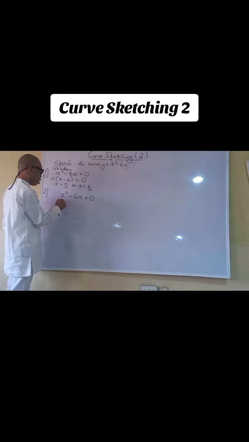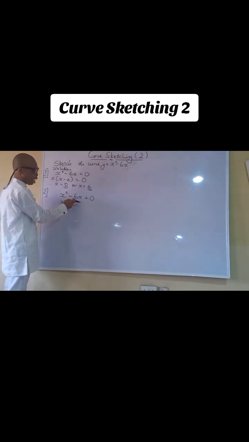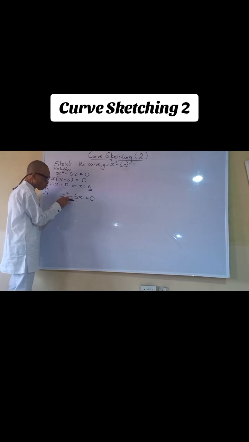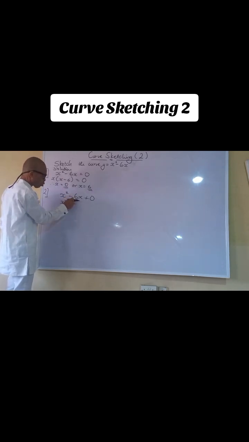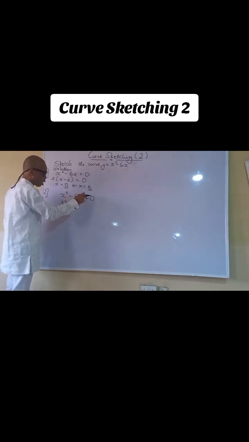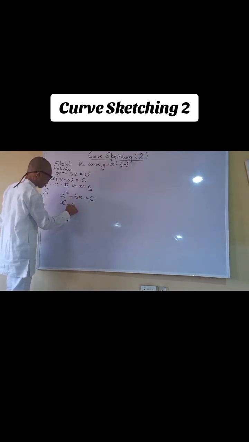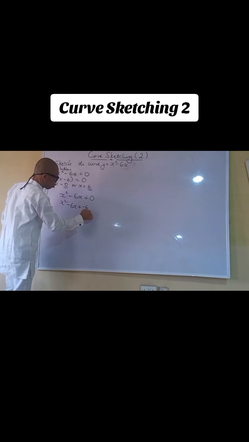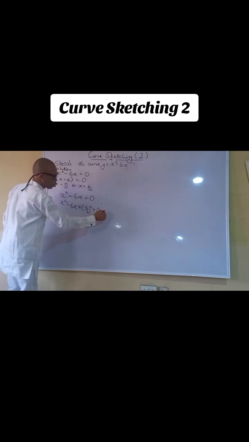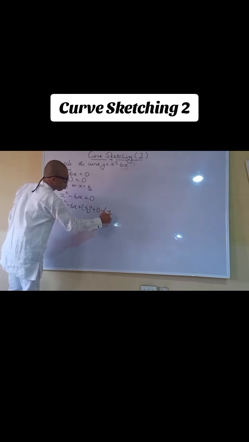Now, remember, this is x squared. Add and subtract the square of half of the coefficient of x. So what is half of minus 6? That is minus 3. Now add the square of it and subtract the square of it. So I will have x squared minus 6x plus (minus 6 over 2) squared plus 0 minus (minus 6 over 2) squared.